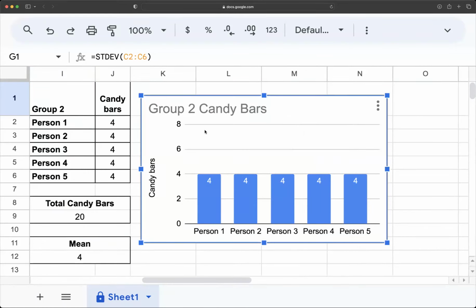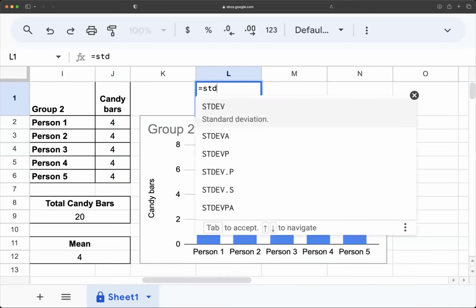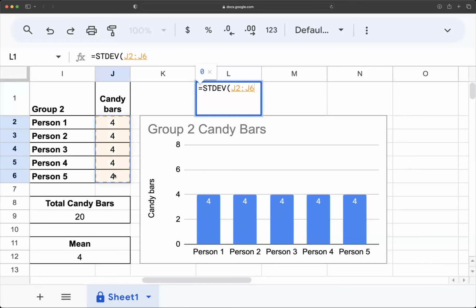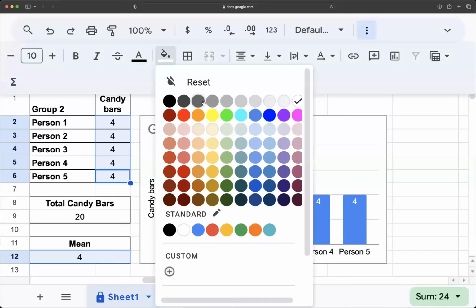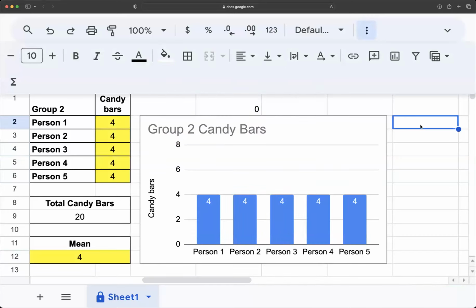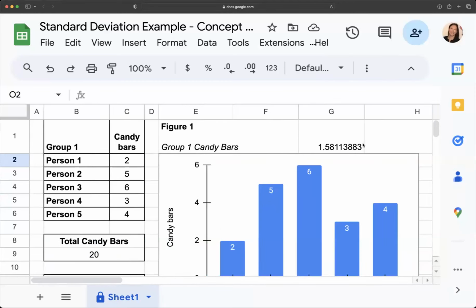Now, if we looked at this second group, group 2, where everybody got the same number of candy bars, and we calculated the standard deviation, we would find that it is 0 because there is no variation from the mean. This is all equal. So if you have a standard deviation of 0, it means that all scores are the same. Again, this is a quick conceptual video on standard deviation, but calculating it by hand does help with understanding this process.